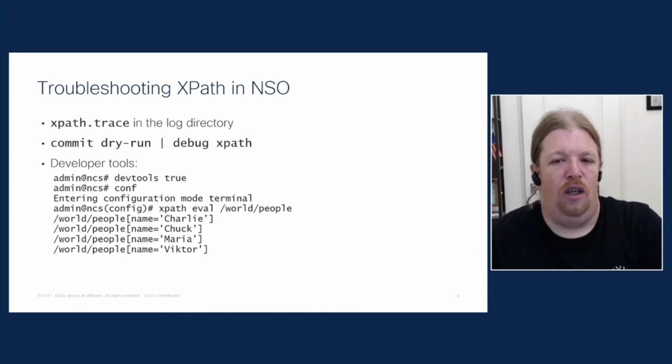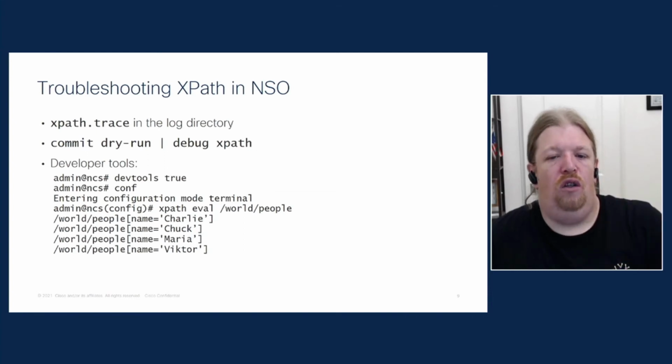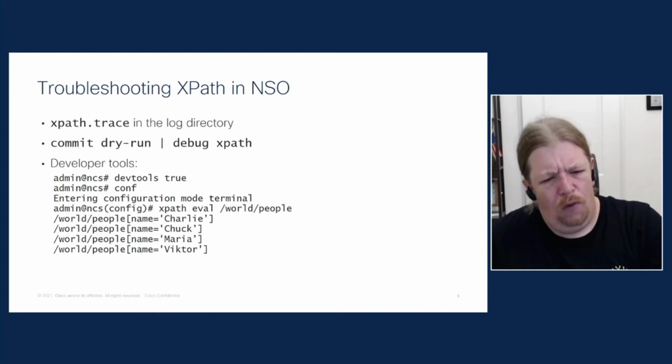So another good tool is the developer tools. So you can turn dev tools on. This opens up access to the developer tools and lets you run the XPath evaluate command in the CLI, where you can evaluate an XPath directly and see what results it gives in your current data model.